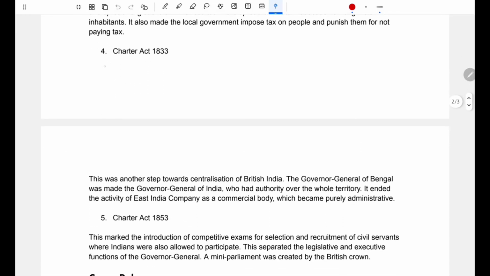After this came the Charter Act of 1833. This was another step towards centralization of British India. The Governor General of Bengal was made the Governor General of India. So basically he had the authority over the whole territory. It ended the activity of East India Company as a commercial body and it became a purely administrative body. So now you can see that again the power is leaning more towards the Crown.